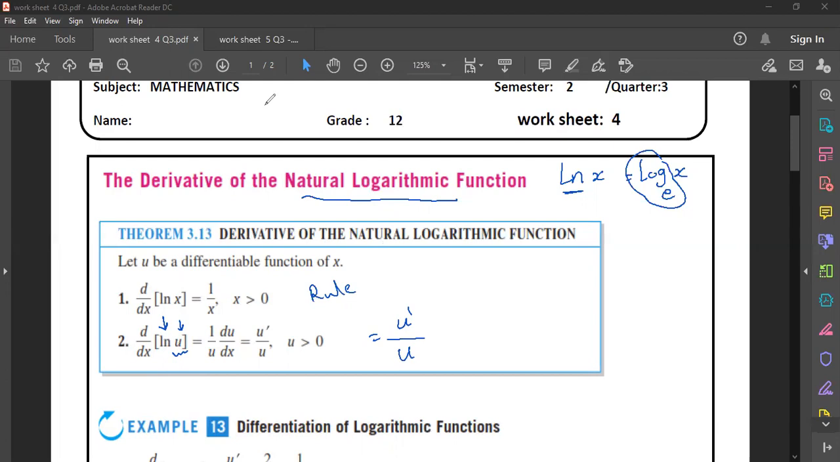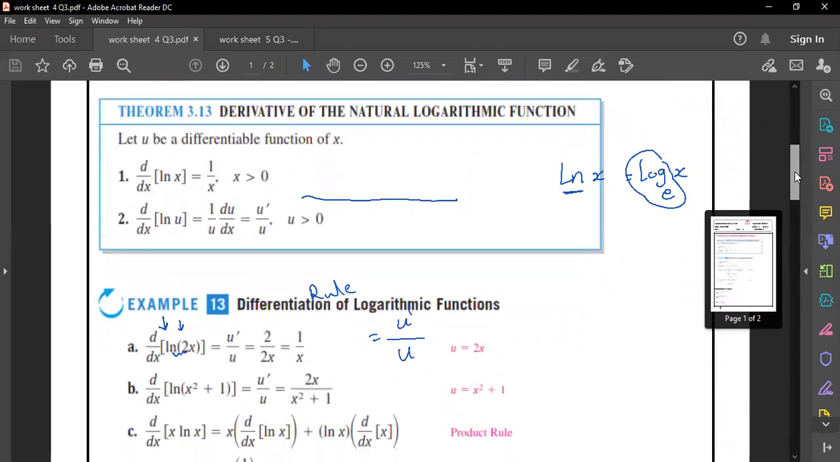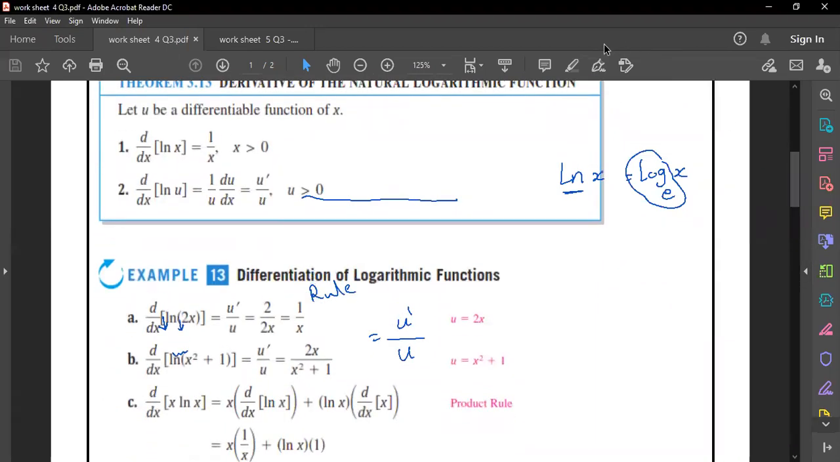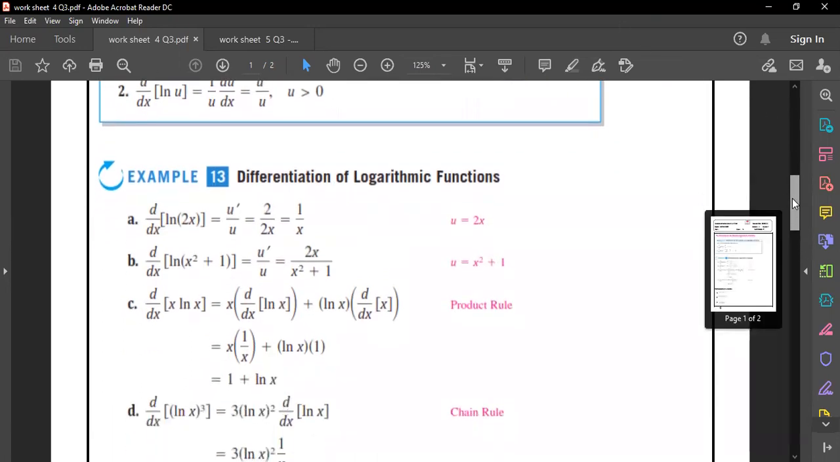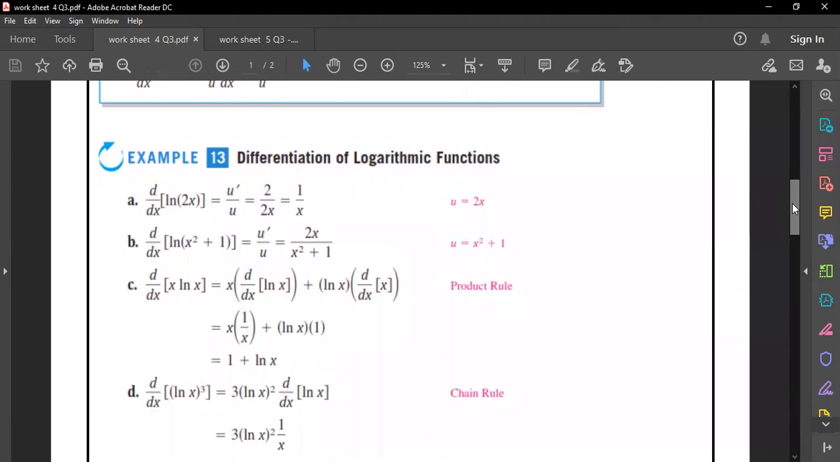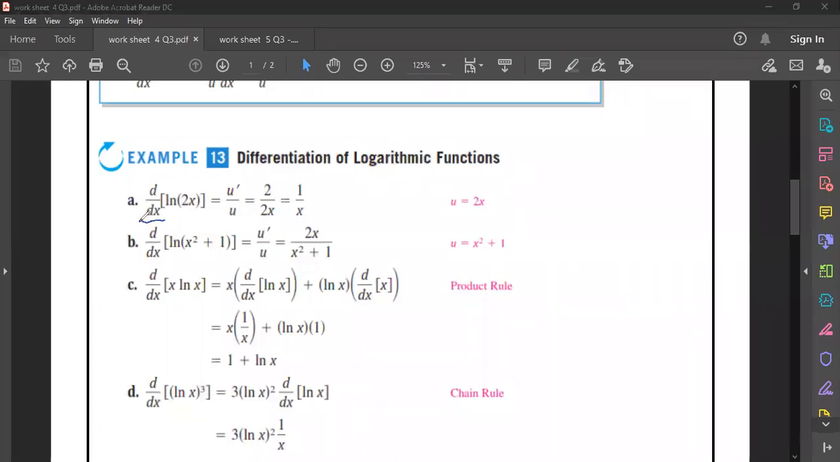Let's see how we find the derivative of the natural logarithmic function in the following exercises. Look here at this example. Please focus here. For example, what is the derivative of ln 2x? The derivative with respect to x of this function.